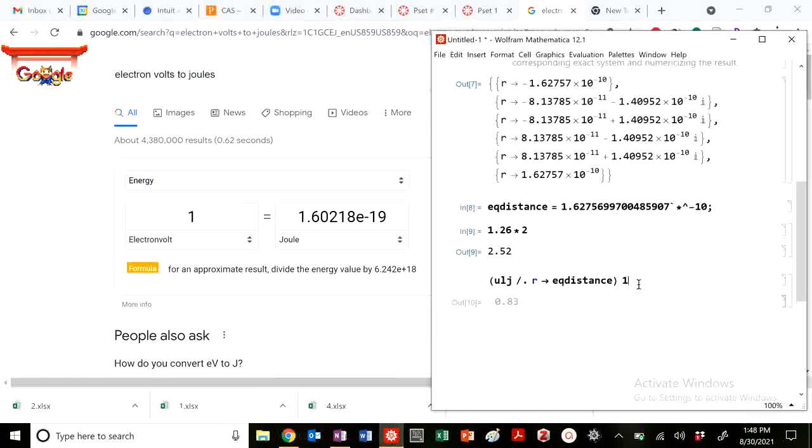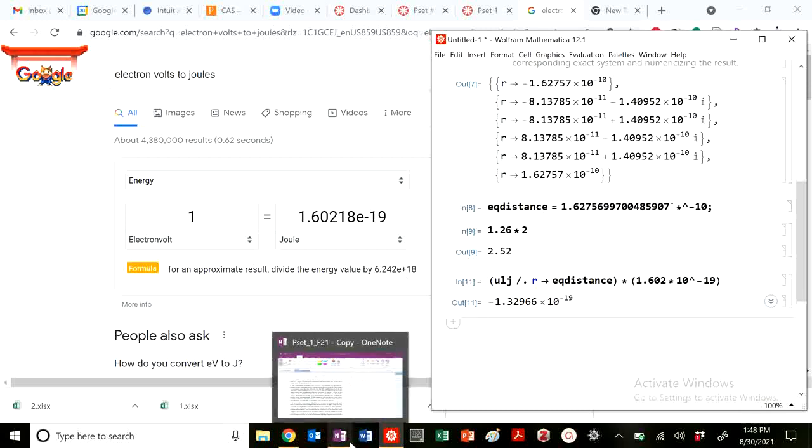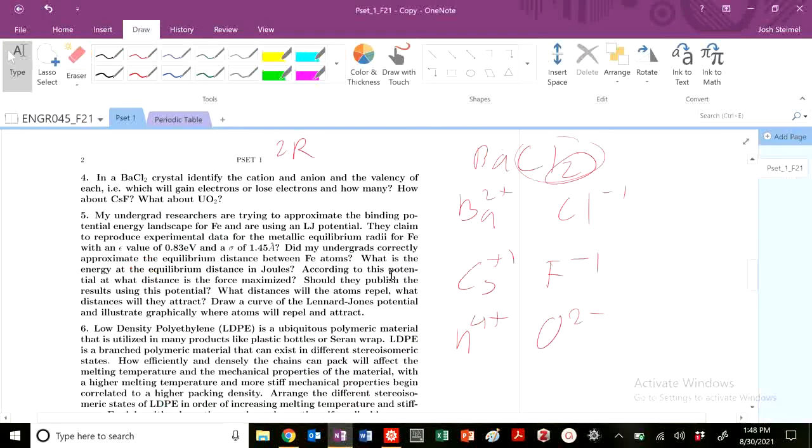So 1 point times 0.602 times 10 to the minus 19. And voila, that is my energy in joules at that equilibrium distance. That's the lowest energy state. Fantastic. According to this potential, at what distance is the force maximized?